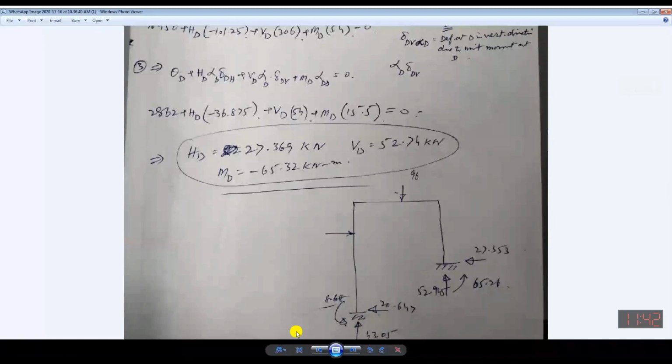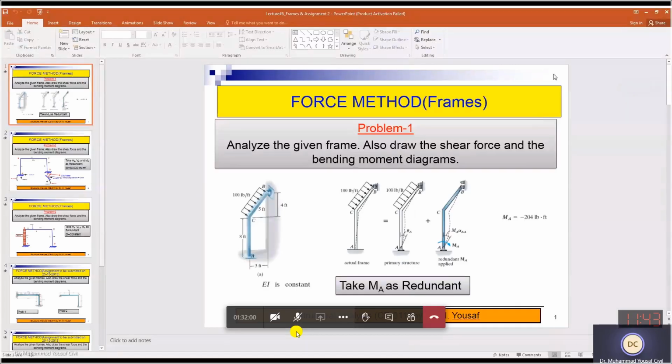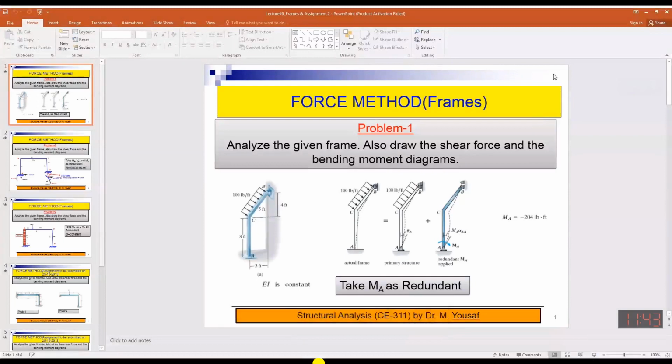So this is all regarding this numerical. Similarly, you can also, once again, you will be sharing something else. Now this is another numerical. You need to draw it. This one. Everybody must draw it.